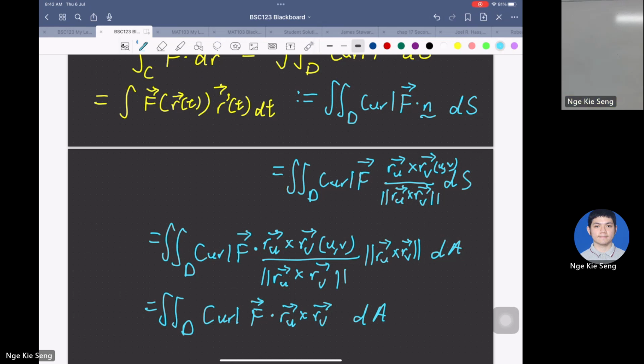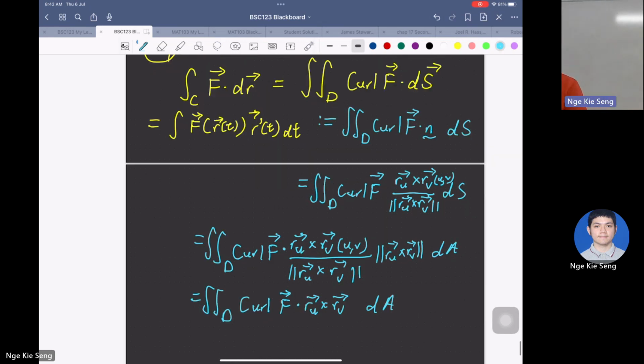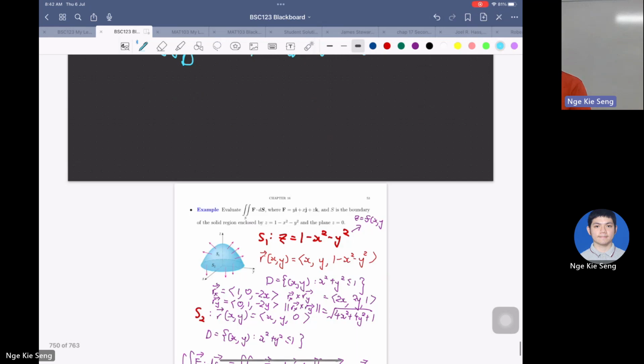Okay. So if you see your lecture notes, the dx, dA. So dx means the curve, the curved surface. For dA, we already make the parallelogram flat. I'll show you an example. Let's do an example of this Stokes' theorem here.